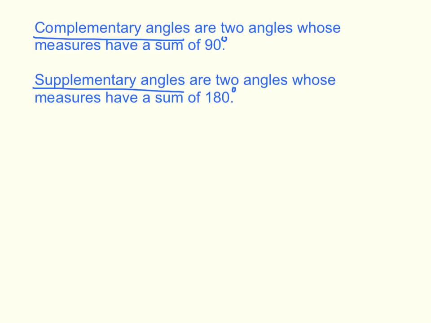These are probably review for you, but we'll go over them anyway. Complementary angles are two angles whose measures have a sum of 90 degrees. Supplementary angles are two angles whose measures have a sum of 180 degrees. A lot of people think that they have to be next to each other. They don't. Usually, however, two angles that form a right angle are complementary. Two angles that make a straight line are supplementary. However, that is not always the case. Supplementary and complementary angles do not have to be next to each other or adjacent.